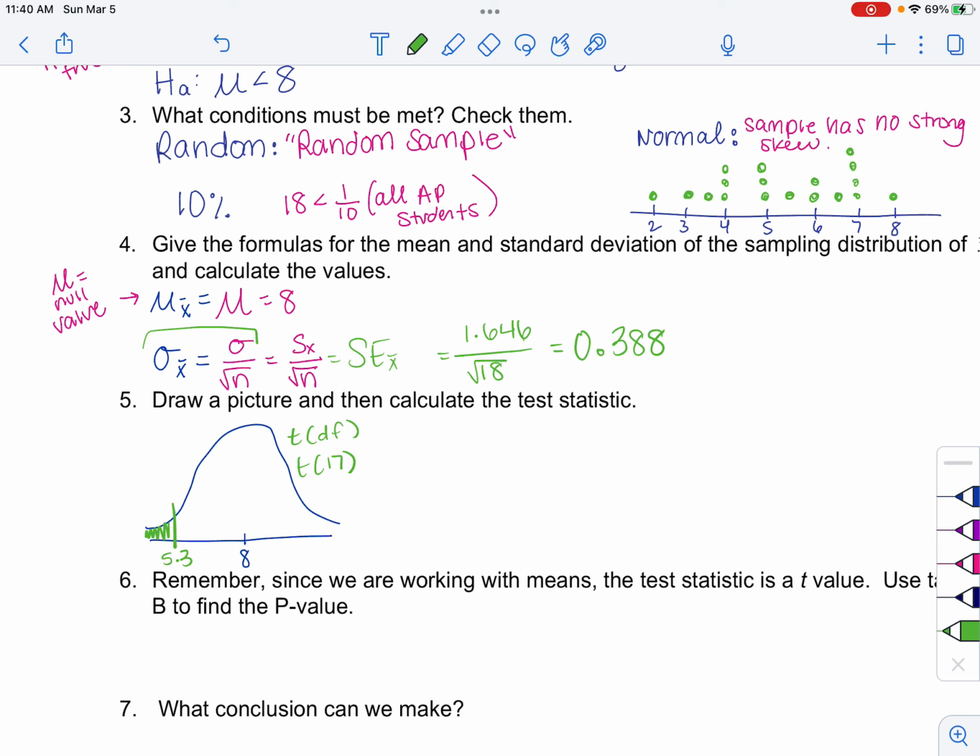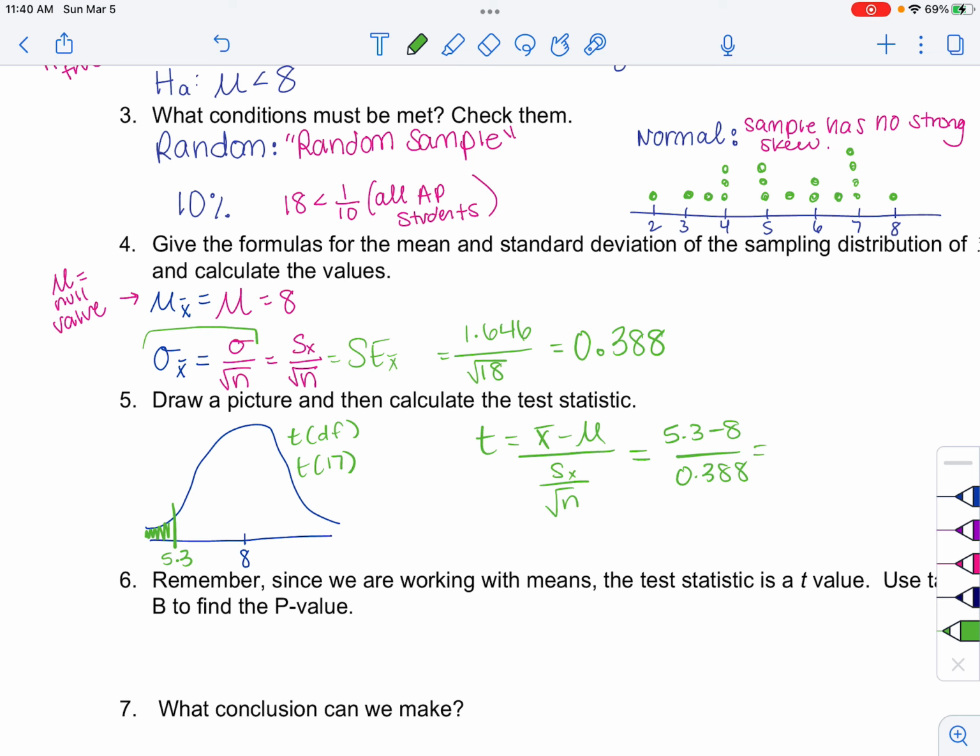And so now we're going to find the test statistic, which if you found it and you just used the z-score formula, you basically found the correct one. Okay, so this should still be x bar minus mu over s sub x over square root of n. And I'm going to plug in our values. So 5.3 minus 8 divided by 0.388.